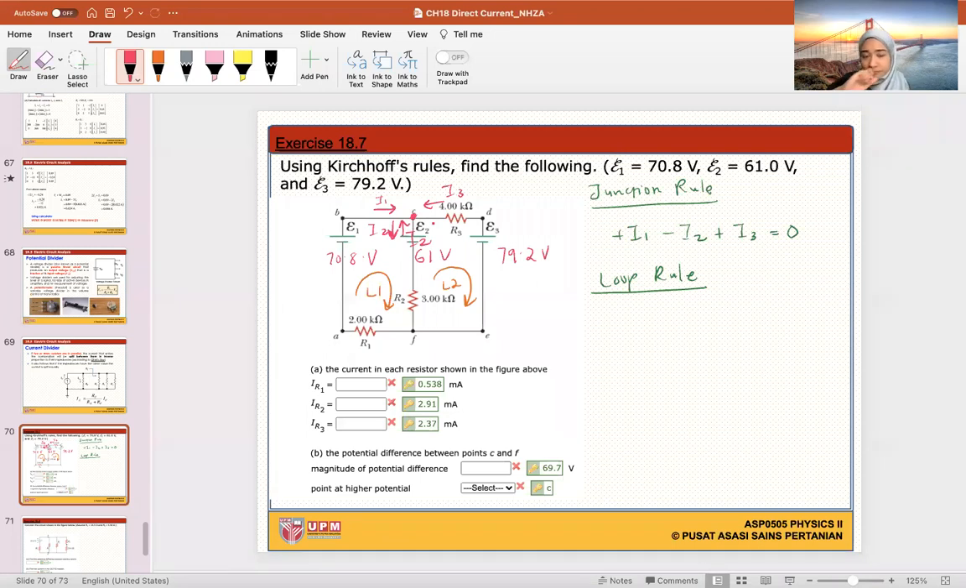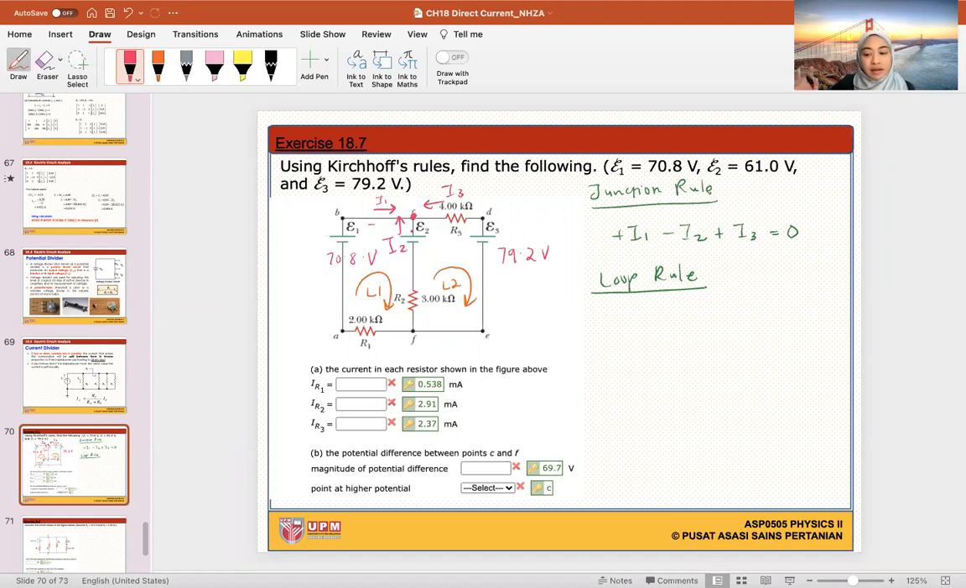So maybe someone else can try to make I1, I3, I2 into the junction and then compare their answers with me. Okay? But I will be doing I2 going out because boleh. Sebenarnya boleh. Faham tak? Okay, I'm going to repeat myself. So conventional current flow daripada positive terminal macam ni. Yang sepatutnya macam ni lah.